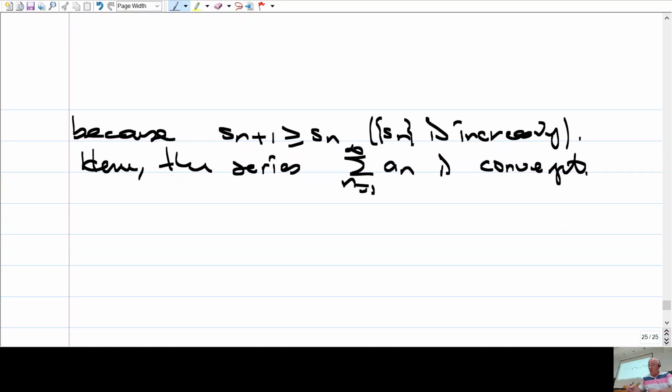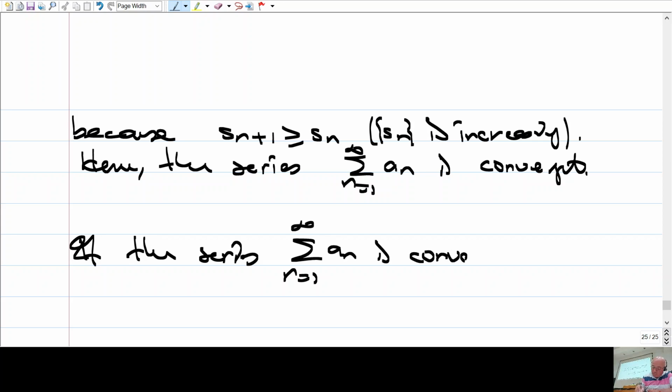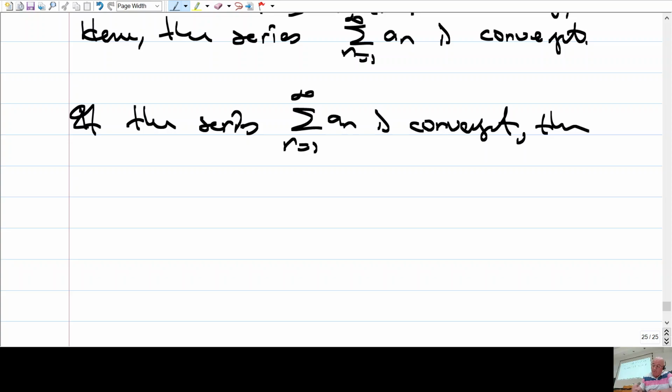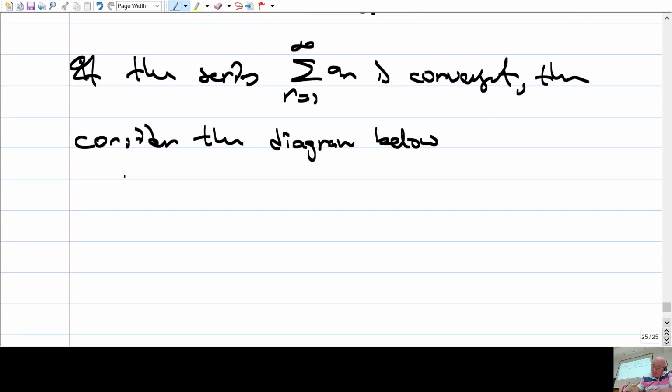For the other direction, if the series is convergent, then we have what? Then consider the diagram below. Bu sefer de şu resme bakalım. Almost the same picture, but slightly different.